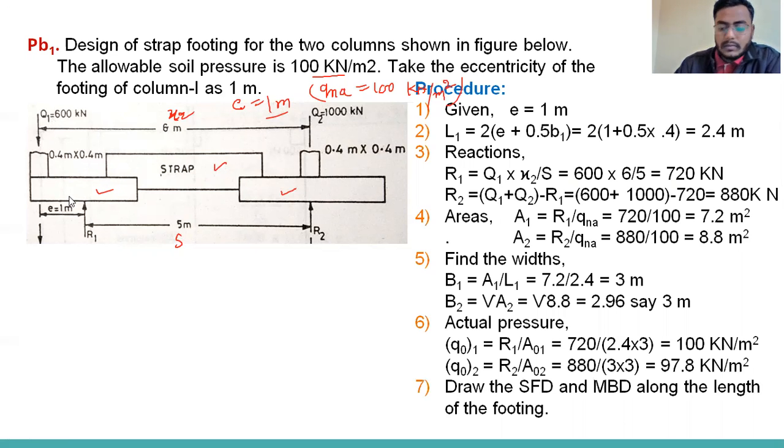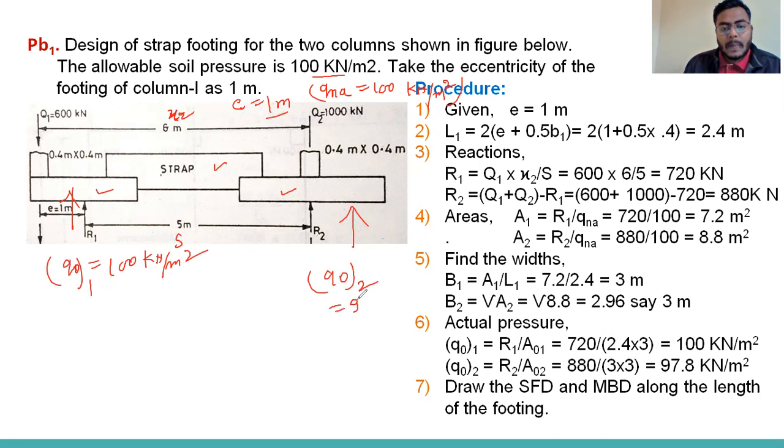So then we can draw the shear force diagram and bending moment diagram. Here we get actual pressure 100, and in this case we got actual pressure 97.8. That is less than 100. That is equal to, what is this 100? This is QNA. In this case, this is equal to QNA. Okay, so now we can calculate the pressure intensity. So what is this pressure intensity?